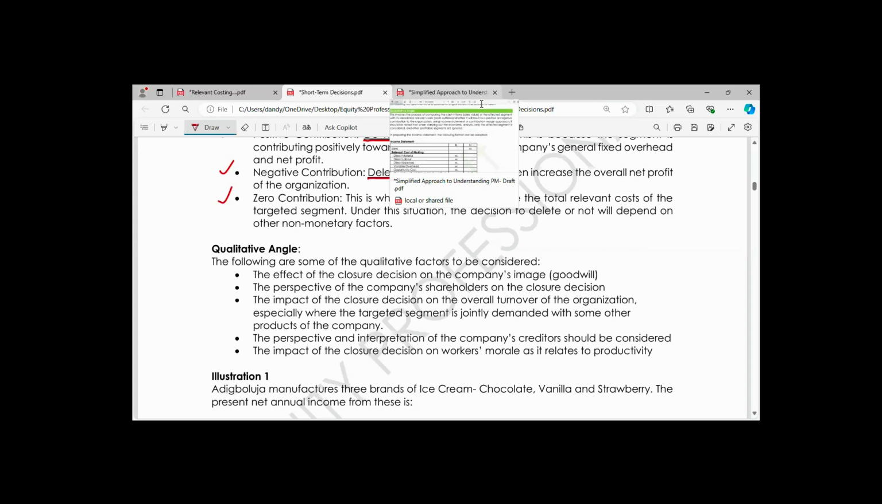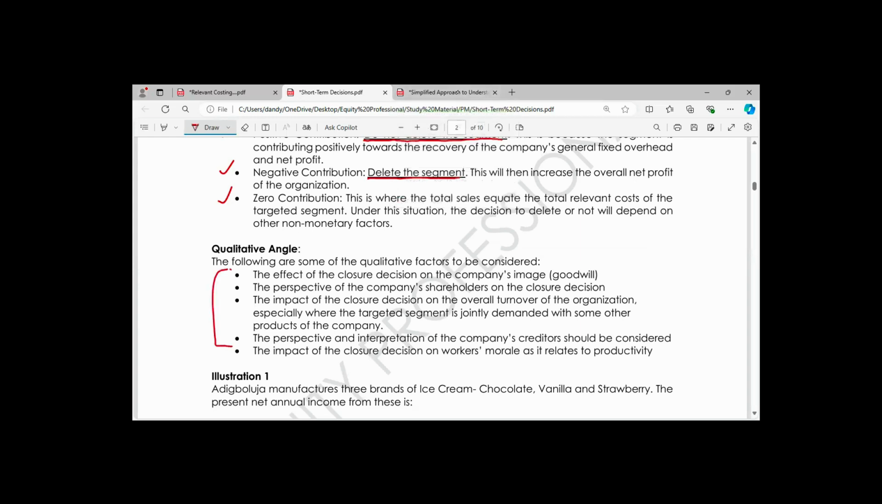However, whenever you are asked a question, you have to state the qualitative factors under short-term decision. And on the day of your exam, when you are stating the qualitative factors, please don't make it generic. A student can just memorize all of this, cram it, and as you are going to the exam just say, the following are some of the qualitative factors to be considered. Number 1, the effect of the closure decision on the company's image, blah, blah, blah. Number 2, the perspective of the company's shareholders on the closure decision, blah, blah, blah. When you do this, you are not linking it to the question.